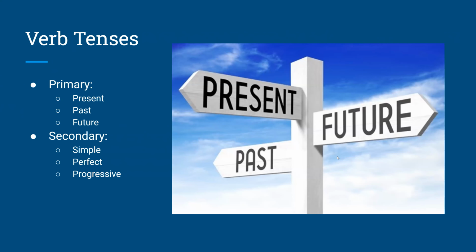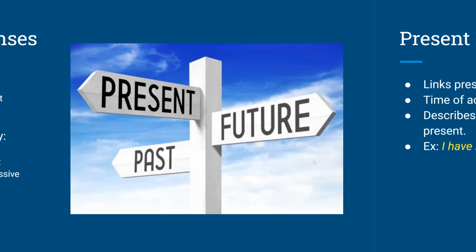Now, verb tenses come in several different varieties. Of course, the primary ones are present, past, and future tense. You also have different forms within those tenses: simple, perfect, and progressive. While you may not always remember all of those different types or be able to name what they are, you do use them in everyday speech.